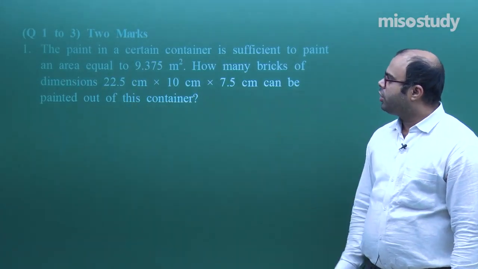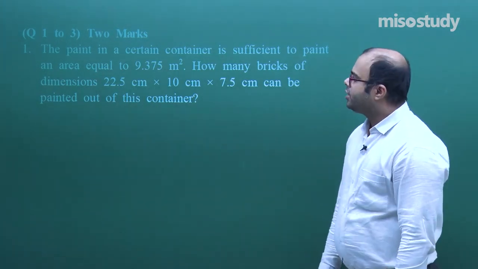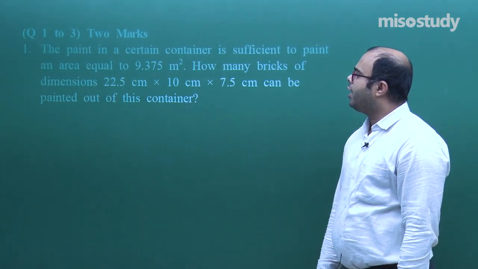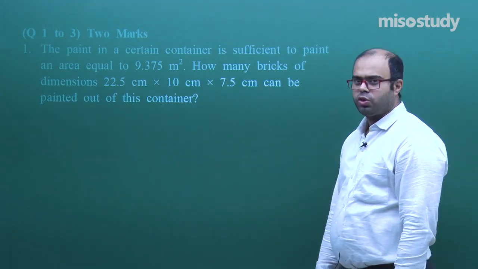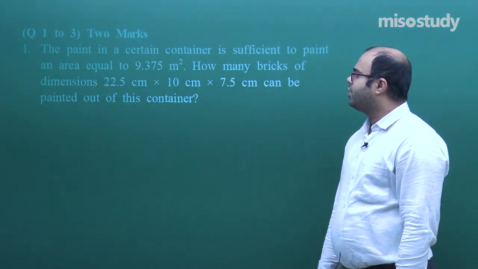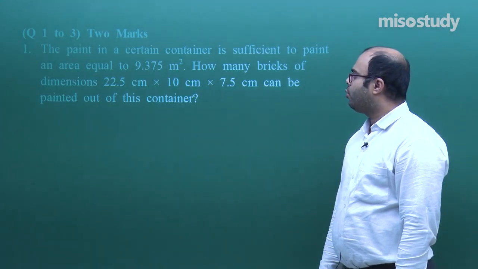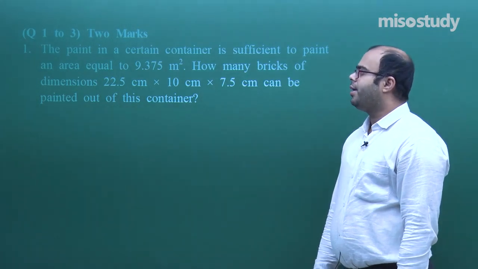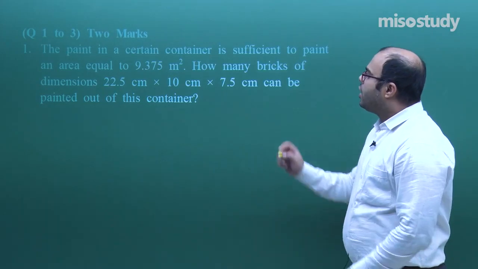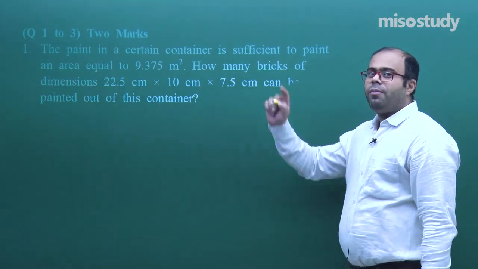So, the first question is of 2 marks and it says the paint in a certain container is sufficient to paint an area equal to 9.375 meter square. How many bricks of dimensions 22.5 centimeter into 10 centimeter into 7.5 centimeter can be painted out of this container? So, first let us find the total surface area of the brick.